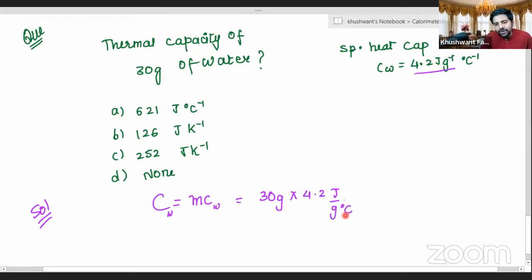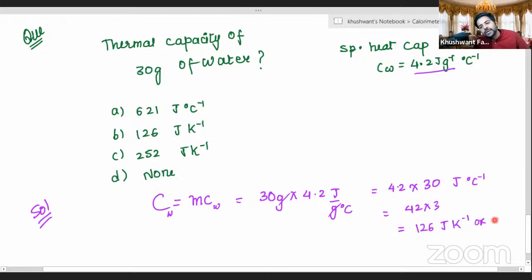Let's cancel out gram on both sides. Now 4.2 into 30, joule per degree Celsius or per Kelvin, correct? Because of the 0, the decimal point will get removed. 42 into 3. Tell me what is 42 into 3? Yes, Vasu. 40 into 3 is 120 and 2 into 3 is 6. So 126 joule per Kelvin or joule per degree Celsius. Is this clear, Vasu? Yes, sir.